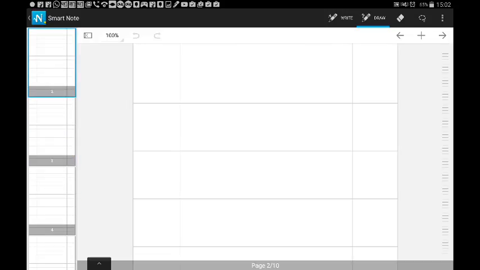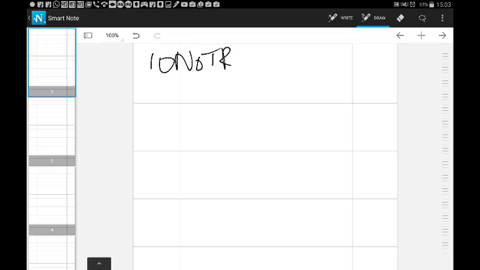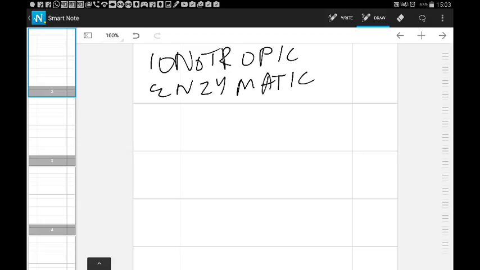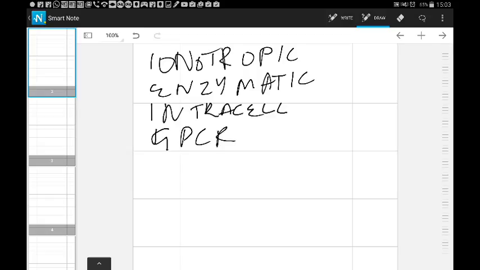There are four types of receptors present in the body. They are inotropic, enzymatic, intracellular, and G protein coupled receptor. We'll start with inotropic.